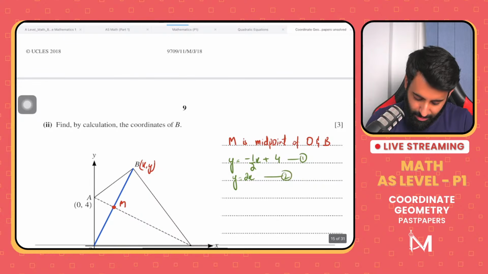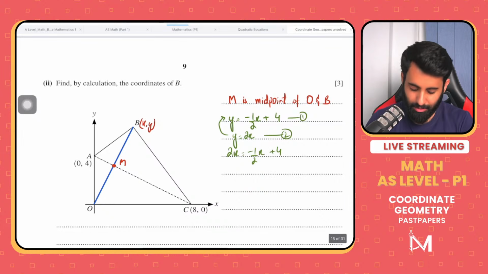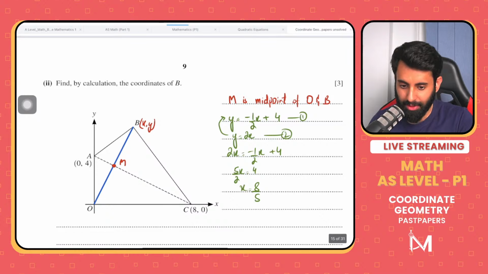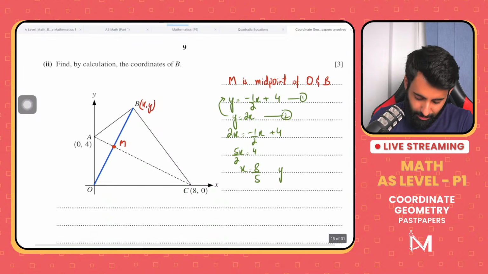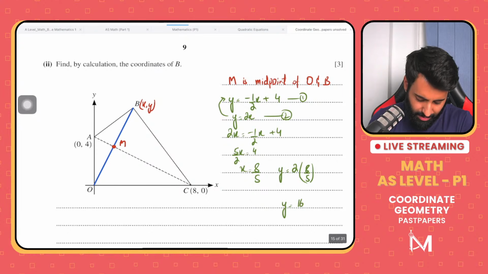So solving these two simultaneously, you can use the concept of substitution. So 2x is equal to minus 1 upon 2x plus 4. Okay, so 2 plus half is 5 upon 2, which is 2.5. 5 upon 2x is equal to 4. So x is equal to 8 upon 5. Now if x is equal to 8 upon 5, can we find out the y coordinate of the point of intersection? Yes, we can. All we have to do is plug in 8 upon 5 in place of x. So 2 into 8 is 16, 16 divided by 5. Let's just write it as 16 upon 5. Or if you want, you can write it as a decimal as well. And 8 divided by 5 is 1.6.